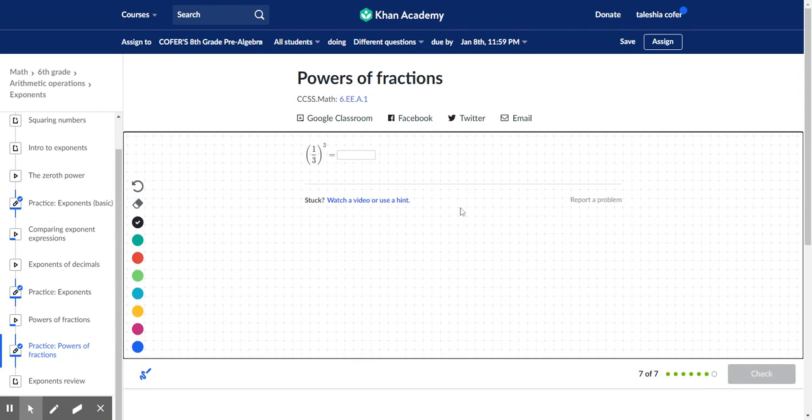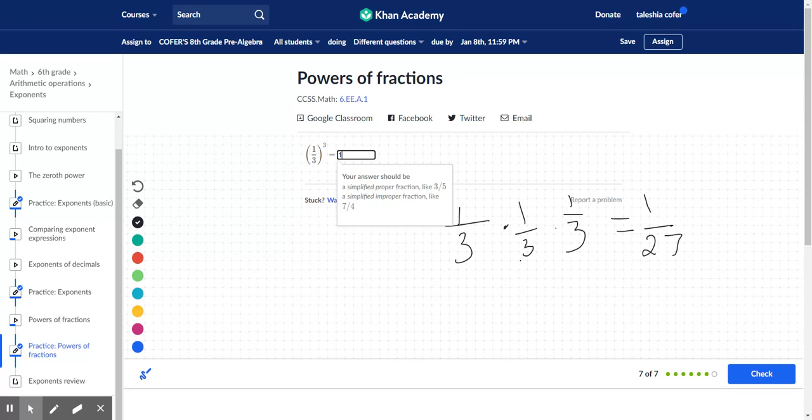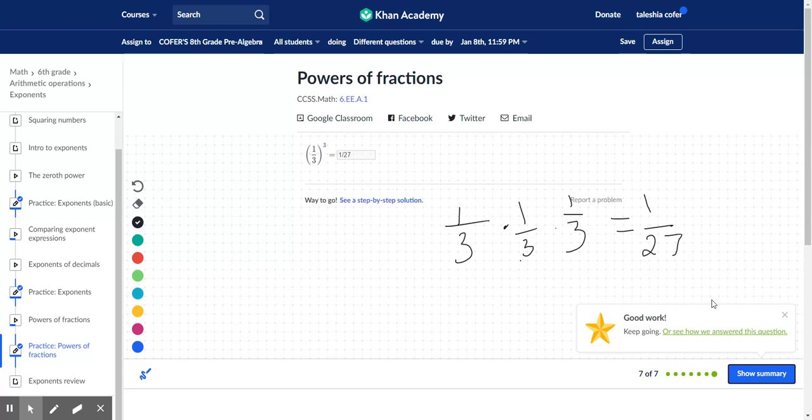Last one, 1 over 3, and they want us to cube it, which means to multiply it by itself 3 times. 1 times 1 times 1 is 1. 3 times 3 is 9, and 9 times 3 is 27. So my answer is 1/27th. And we are finished, guys.